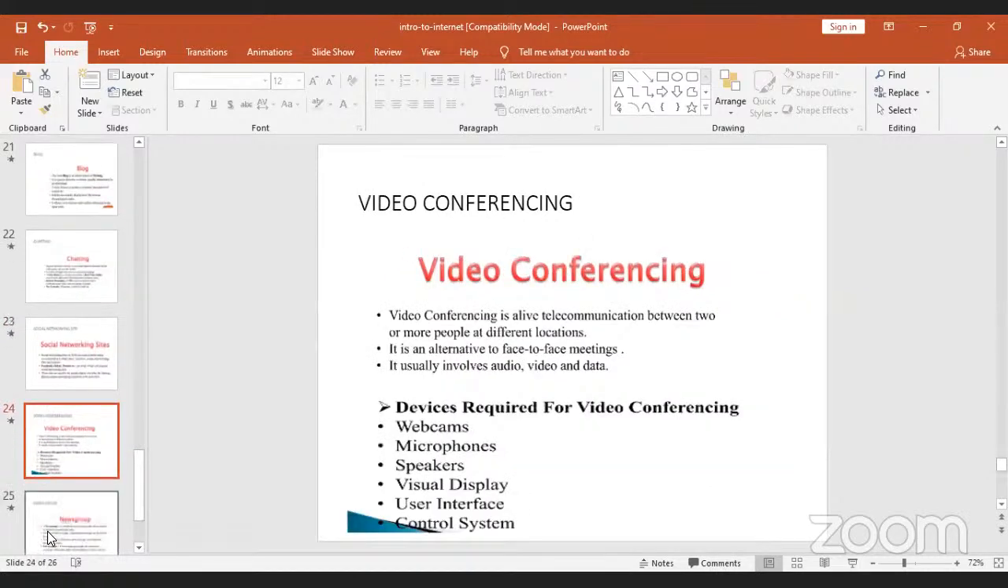So we also have video conferencing, and it is a live communication between two or more people at different locations. An example is what I'm using to teach you now. Zoom is a video conferencing platform, although our videos are off. It's an alternative to face-to-face meetings and usually involves audio, video, and data. So we'll see some of the required devices for video conferencing: webcams, microphone, speakers, visual displays, user interface control, and all that.